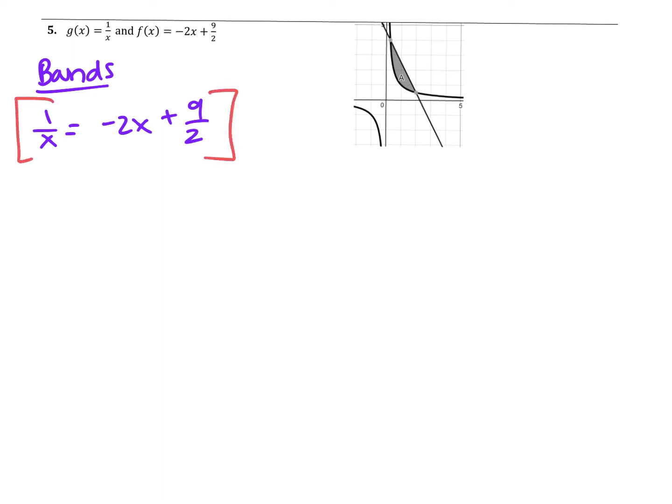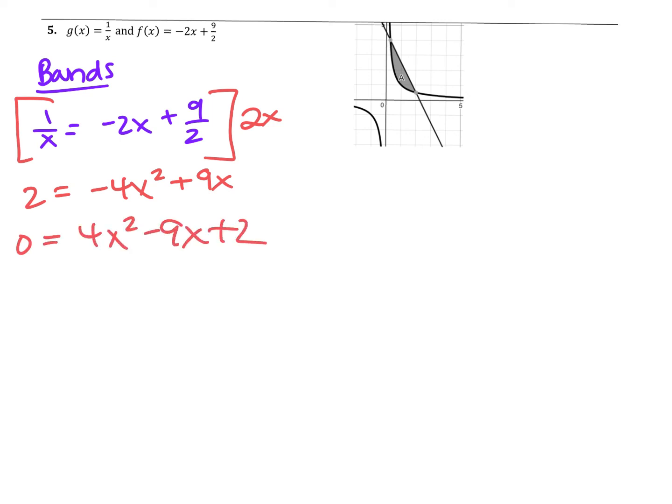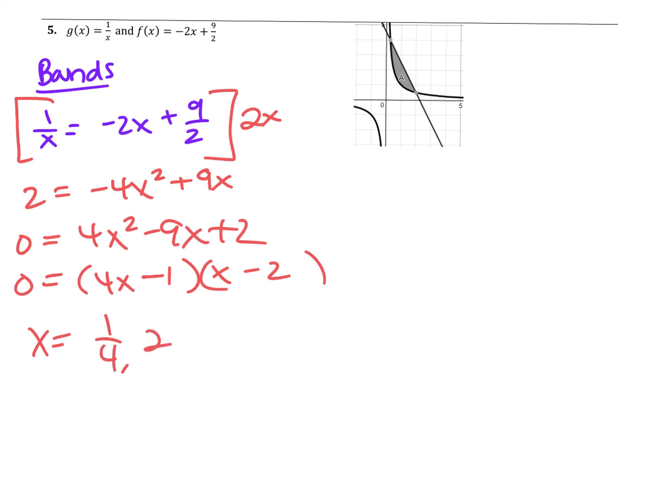Now, all of these fractions are making this problem a little hard to look at, so I'm going to multiply everything on both sides of the equation by 2x so that I no longer have any fractions to worry about. Then I'm going to get everything on the same side, and I have a quadratic that I'm going to solve by factoring. This is going to give me x equals 1/4 and x equals 2.